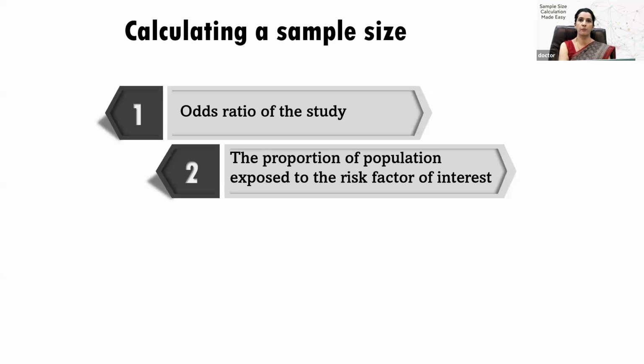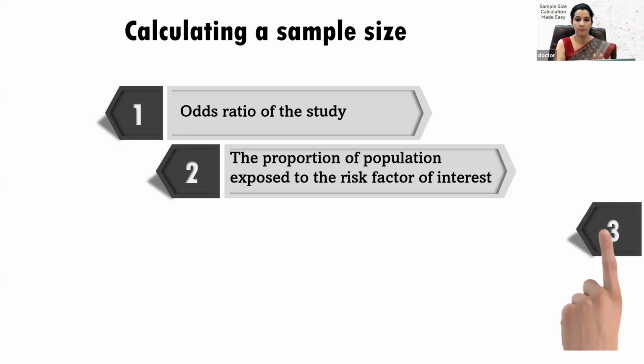The next important thing is the proportion of population exposed to the risk factor of interest. What do I mean by that? My control should be selected in such a way that the distribution of exposure in my control is representative of the exposure status in the population. Then only can I say that I have measured the exposure status as near as possible.